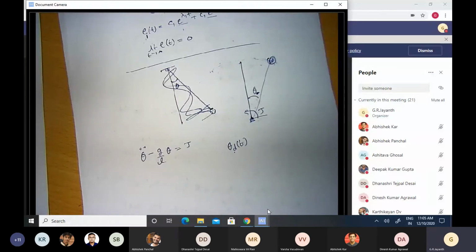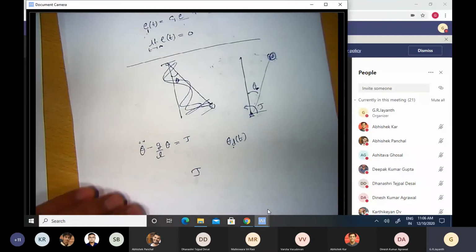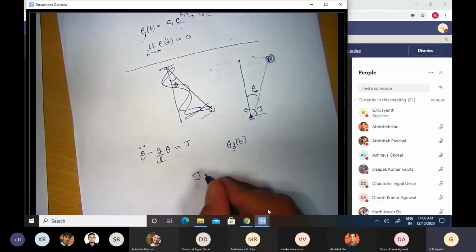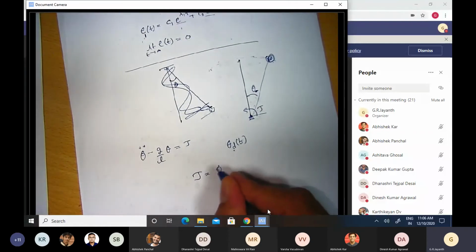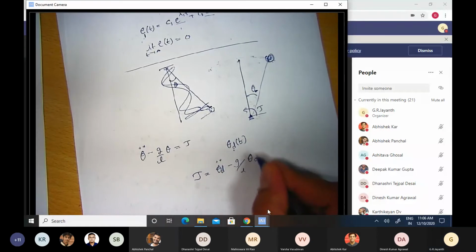So as I said, one very simple way, suppose initially itself, even at t equal to 0, theta d was equal to theta naught, the initial value of angle. Then the torque I would need to apply to get theta d to change as function of time would be given by tau is equal to theta d double dot minus g by L theta d.